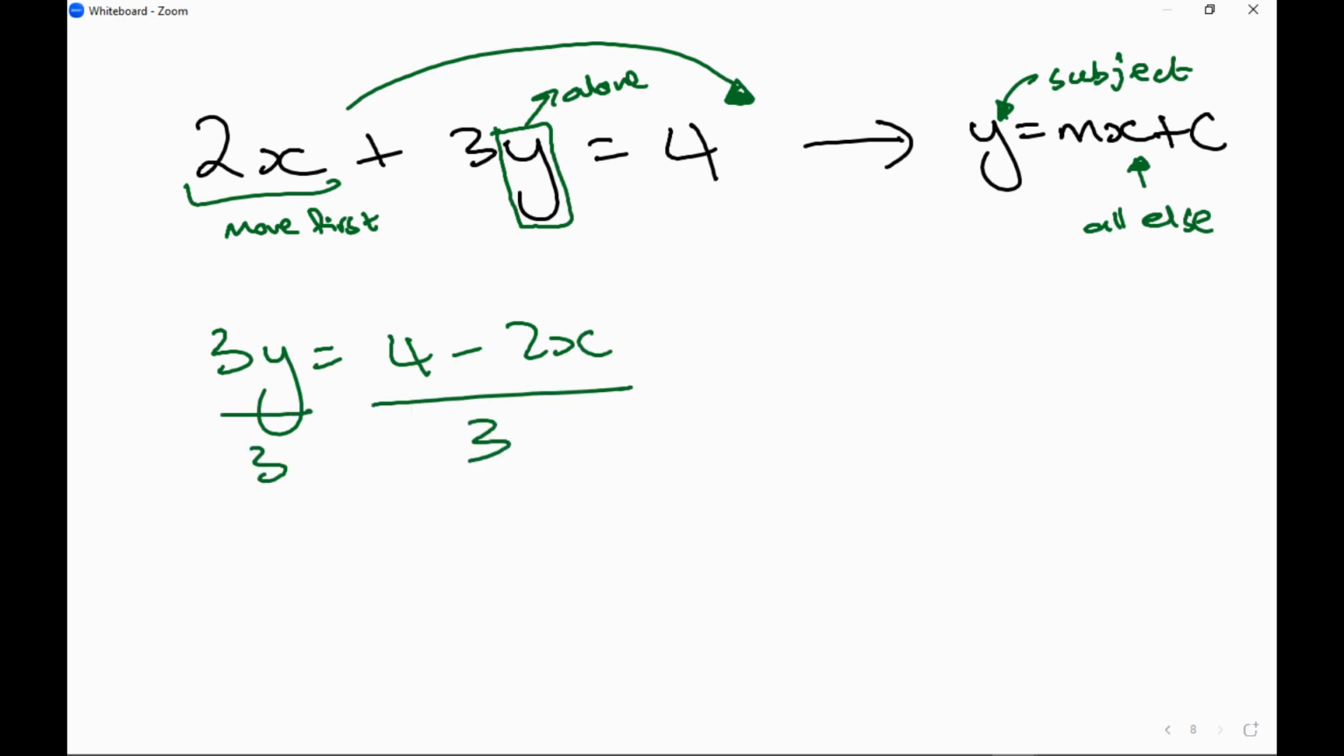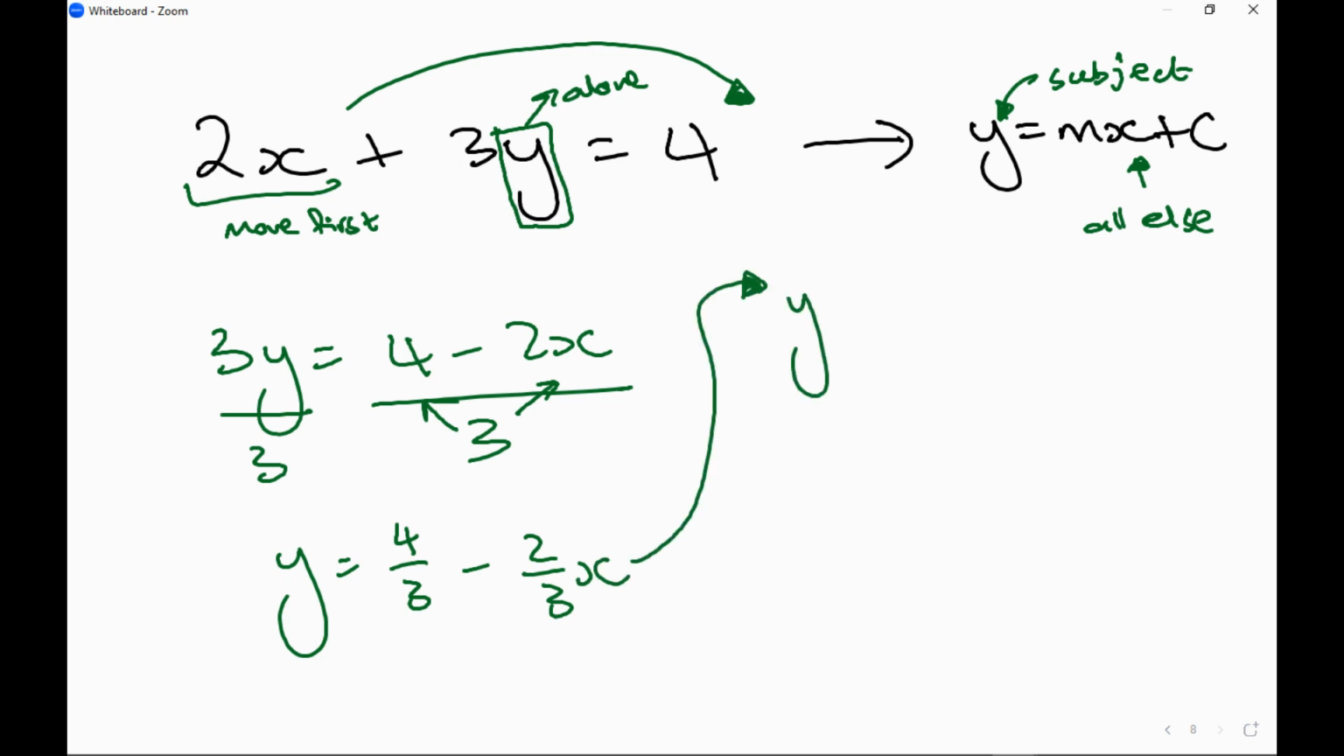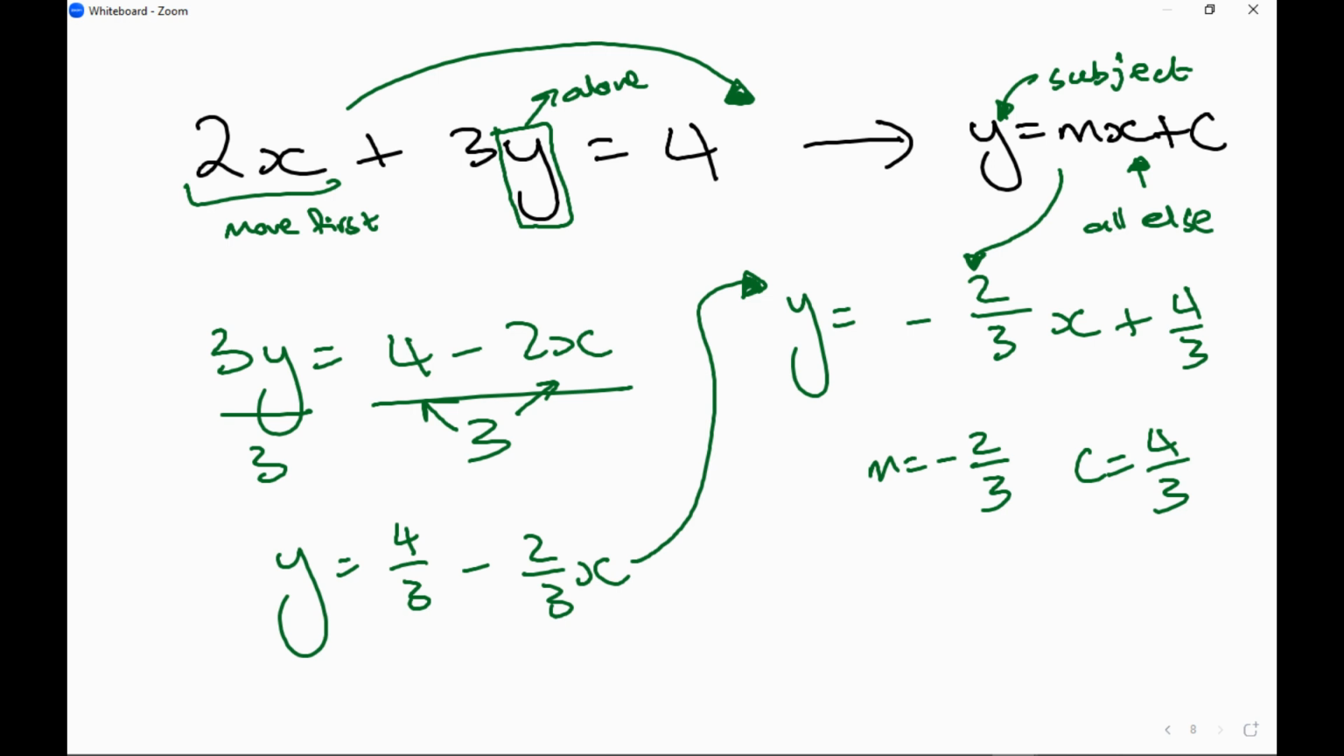Now divide by 3 on both sides. Giving me 4 minus 2x over 3, and then distribute 3 over. That becomes y equals negative 2 over 3x plus 4 over 3. So I can see my m value is going to be negative 2 over 3, and my c value is equal to 4 over 3. All right, cool.